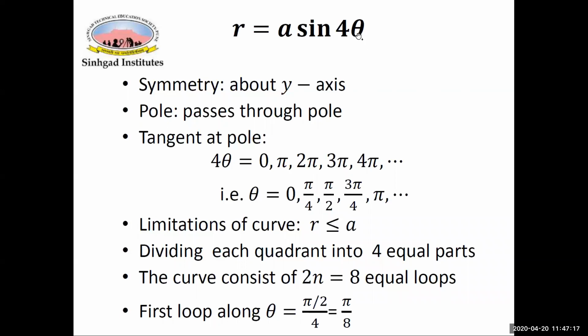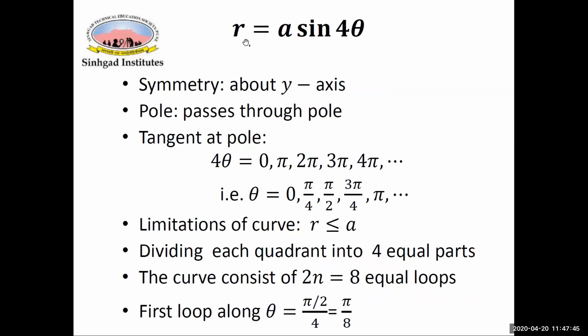For theta equal to 0, r is 0. For theta equal to pi by 4, it will be sin pi, hence it is 0. Hence your curve passes through the pole. Now to get the tangent at the pole, put r equal to 0. That is, a sin 4 theta is 0. Hence the values of theta are 0, pi by 4, pi by 2, 3 pi by 4, and so on, which are the tangents at the pole.